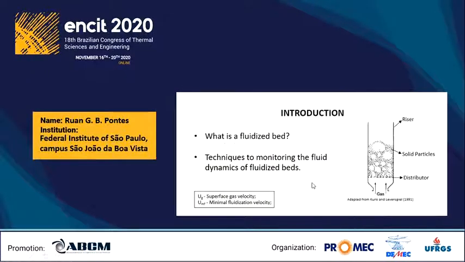Gas-solid fluidized beds are formed by the passage of a vertical and upward flow of gas through a bed of solid particles, which are deposited inside a vertical vessel called riser on a gas distributor. In this picture, we can see the illustration of a fluidized bed where there is an air inlet, a distributor plate, a riser, and solid particles.